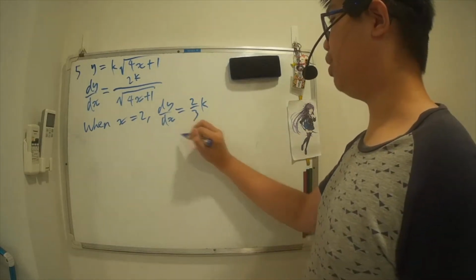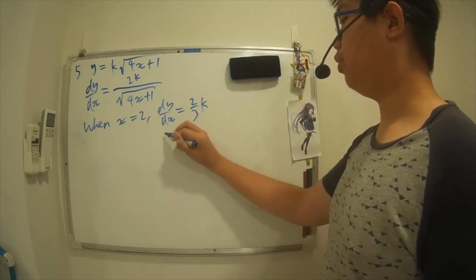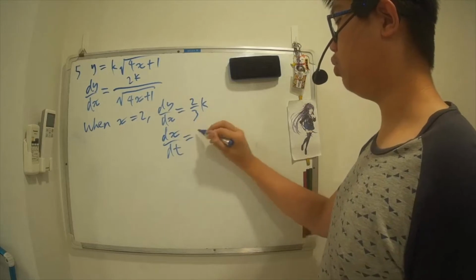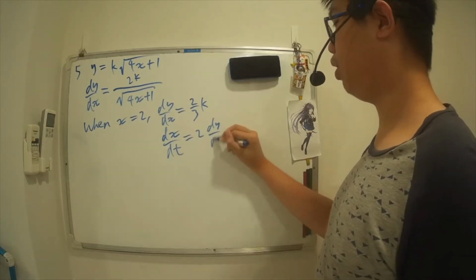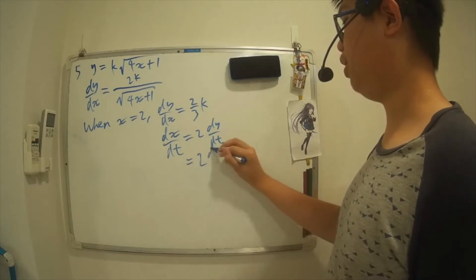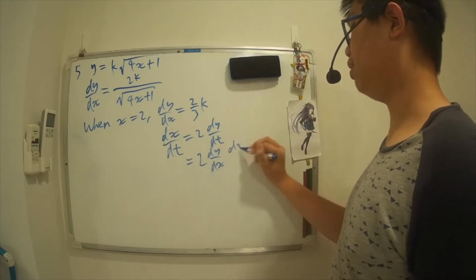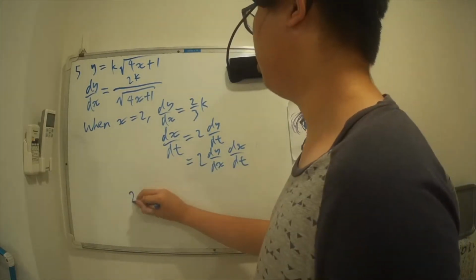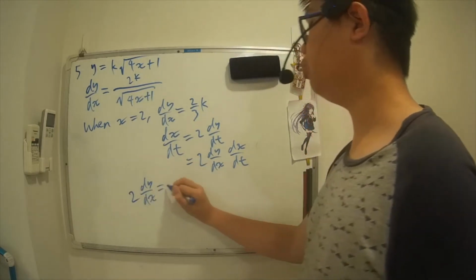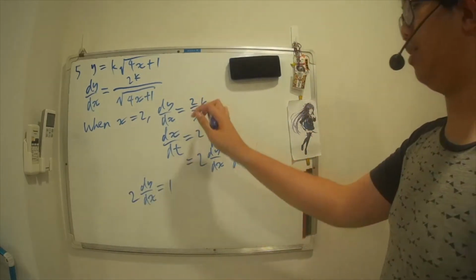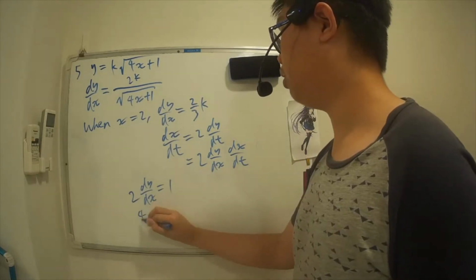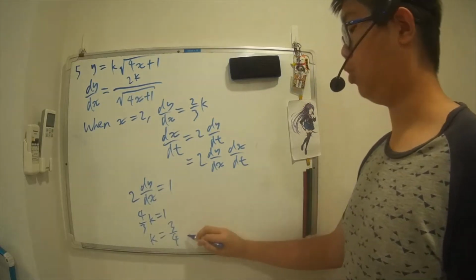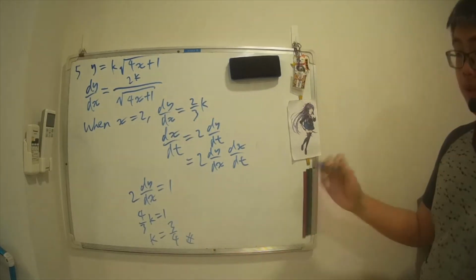And then we also know that dx/dt is equal to 2 times dy/dt, which is equal to 2 times dy/dx times dx/dt, right? Which means that 2 times dy/dx is equal to 1, right? So we'll take this. So we know that 4/3 k is equal to 1. That just means that k is 3/4. Okay? Yeah, that should be pretty simple.